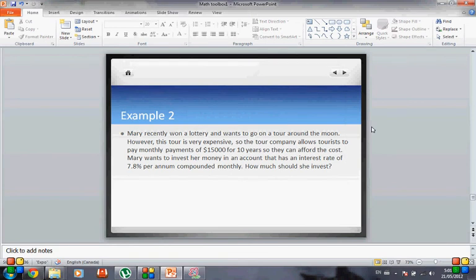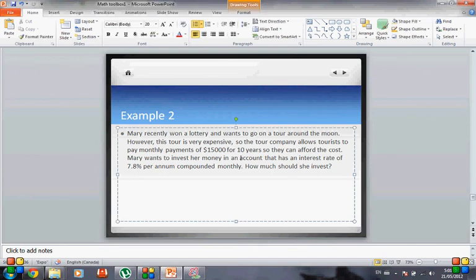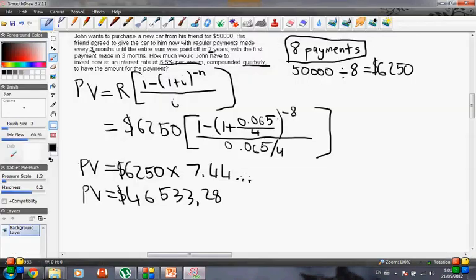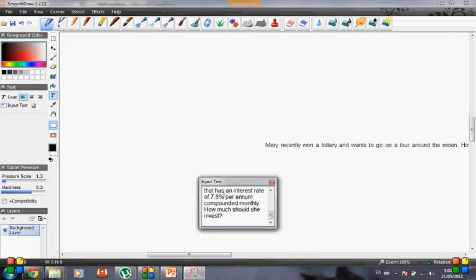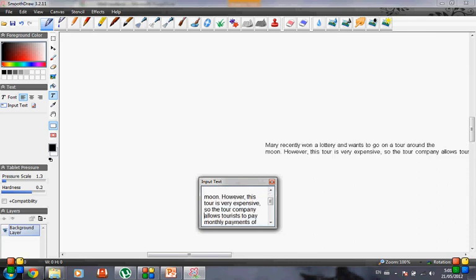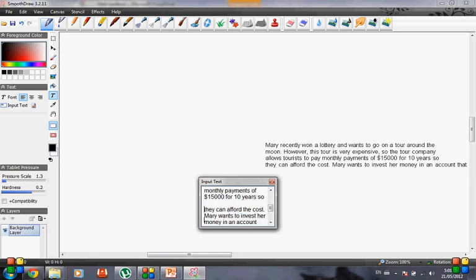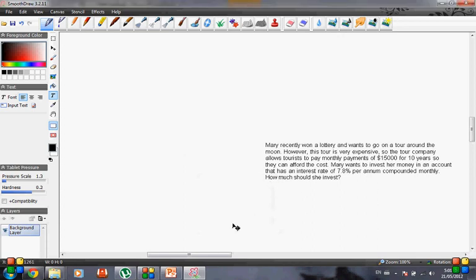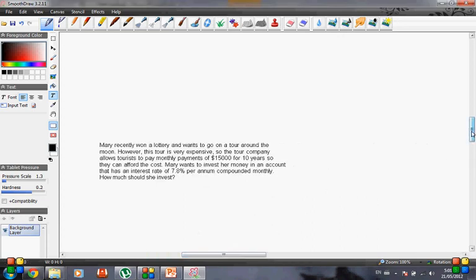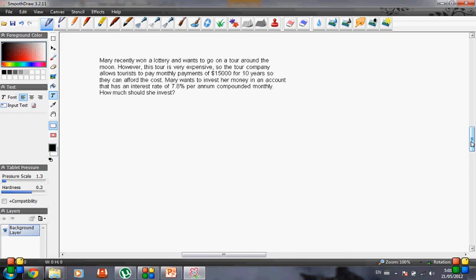Alright, so to go about solving this problem, just switch back to copy this question to the program so we have it at our disposal. Just copying, just put it all on one line. Alright. So again, as always, let's start off by writing our formula for present value.